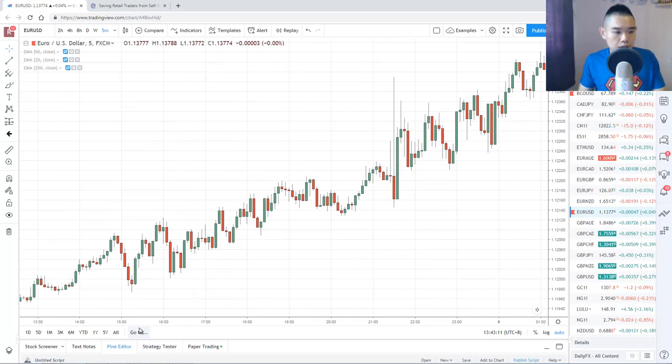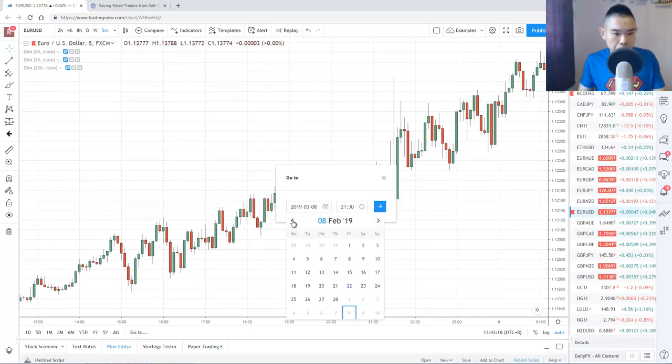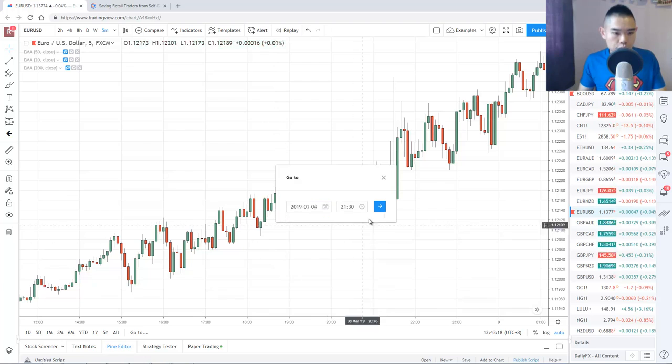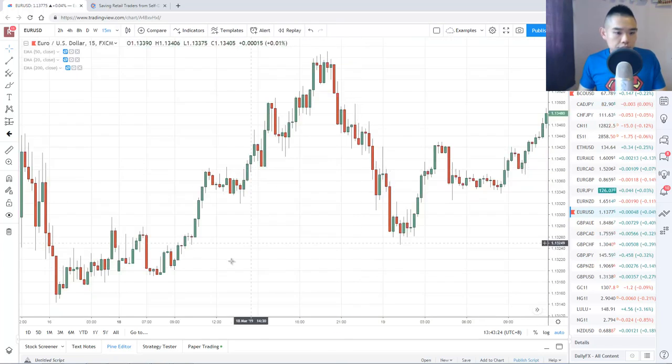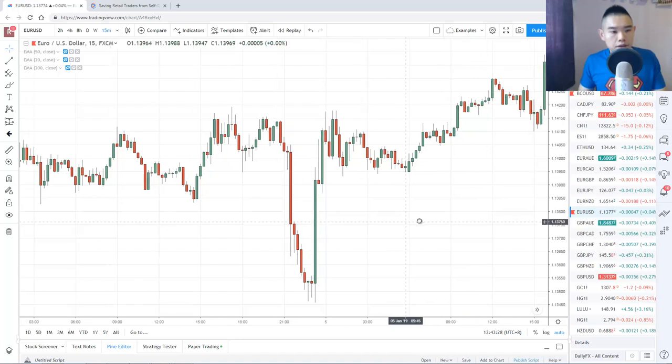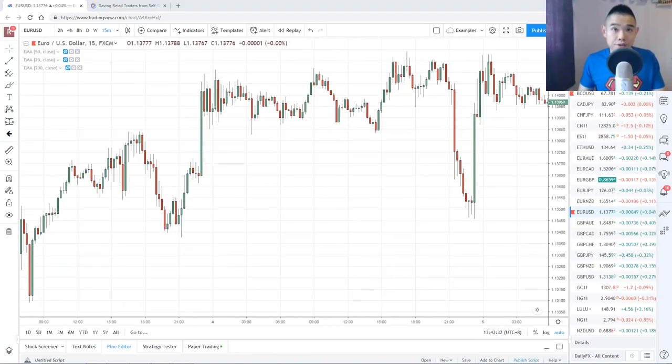Okay. So one more example, shall we? So let's look at January 4th. Okay, so I think this one, last available bar, not available. Let's go to the 15 minutes time frame, January 4th. Okay, another example, NFP. So remember what I said, ignore the first move. So over here, this is the first move.